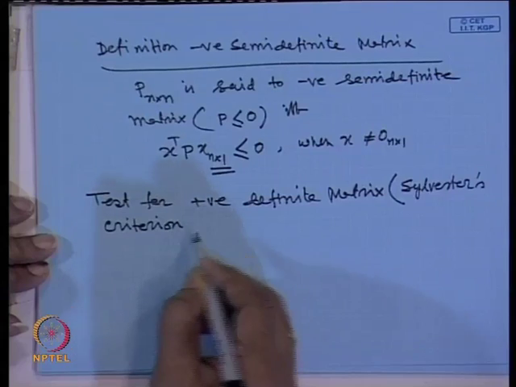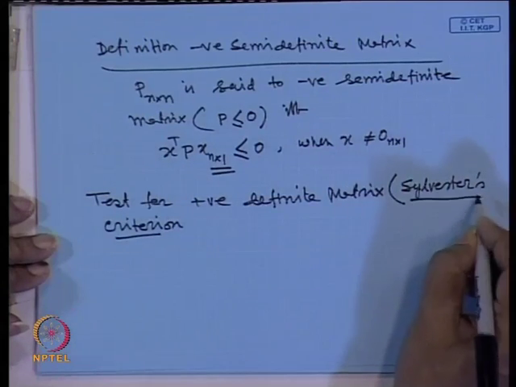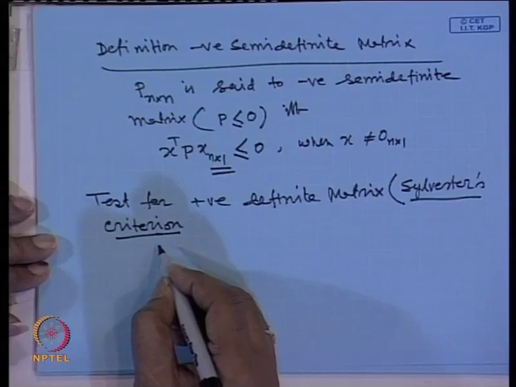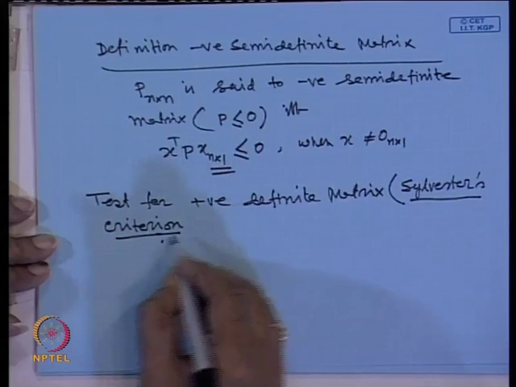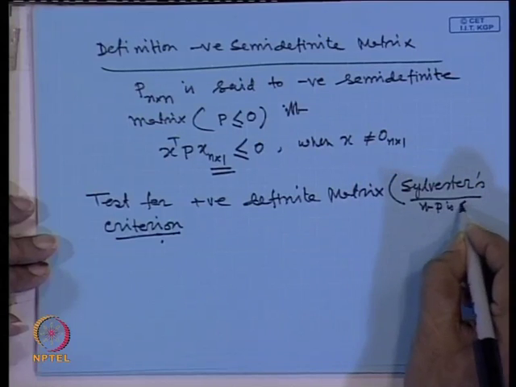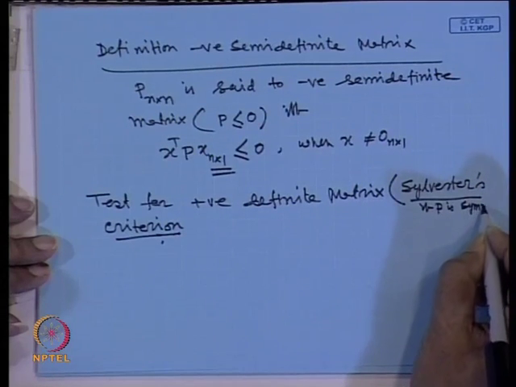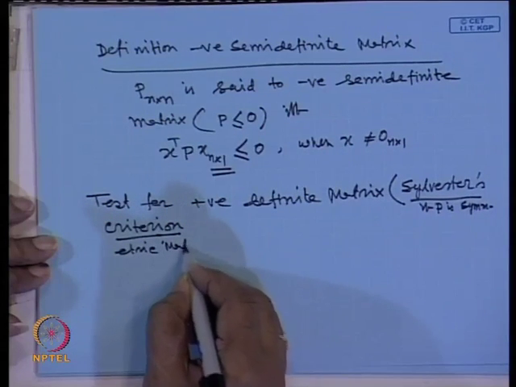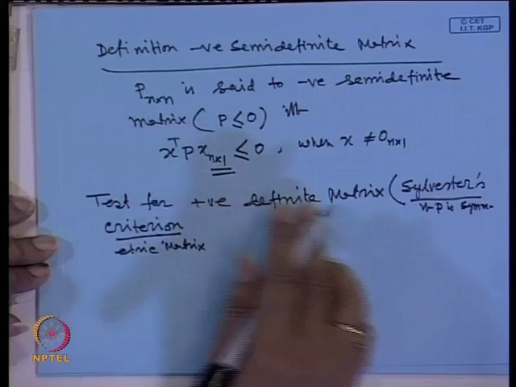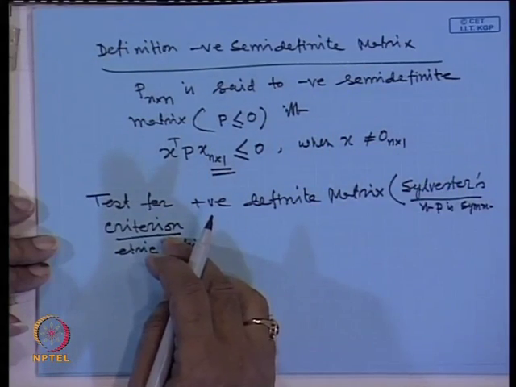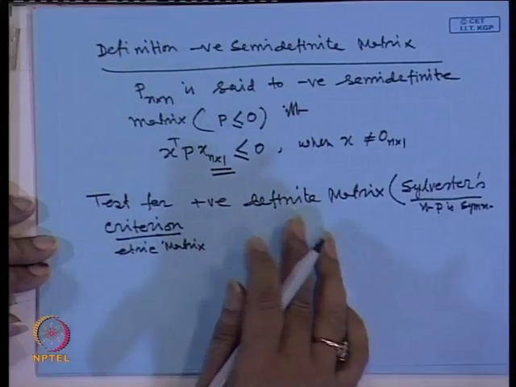Sylvester criterion, and this is valid. Sylvester criteria you can apply only if matrix P is a symmetric matrix. If P is a symmetric matrix, then only you can apply it. So, whether a matrix is positive definite or not, that test one can do by using Sylvester criteria, provided this matrix is a symmetric matrix.